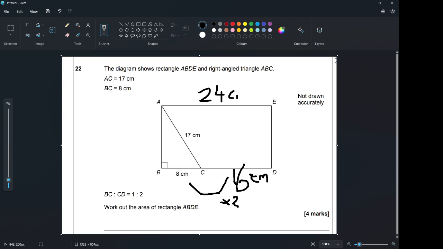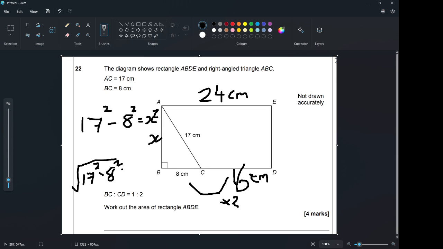What about our width, guys? Well, we've got a right angled triangle, so we can use Pythagoras to work out this length here. We're going to do 17 squared subtract 8 squared is equal to x squared. So to work out x, it'll be the square root of 17 squared minus 8 squared, which if we bring into our calculator, we'll get an answer.